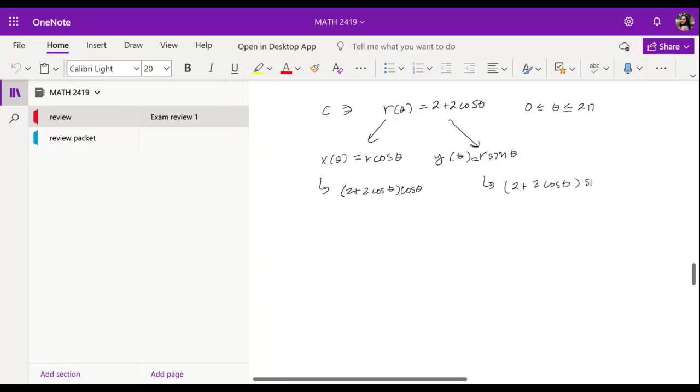We can simplify these, and we'll get 2 cosine theta plus 2 cosine squared theta for x, and 2 sine theta plus 2 cosine theta sine theta for y. We can make this a little easier already by switching this into an identity that we know, so we can switch this to sine 2 theta.